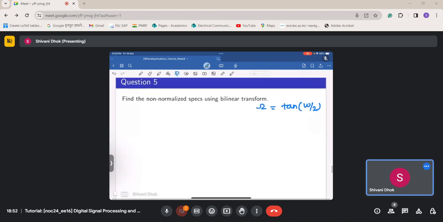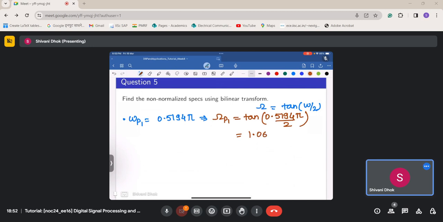things coming up here. So the first one, we have omega p1 as 0.5194 pi, which means capital omega p1 will be tan of 0.5194 pi by 2, and this comes out to be 1.0629. So these are rounded off to the fourth decimal place.